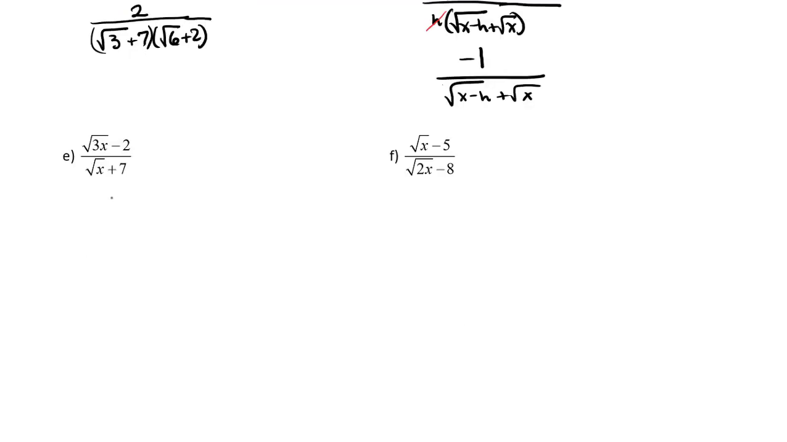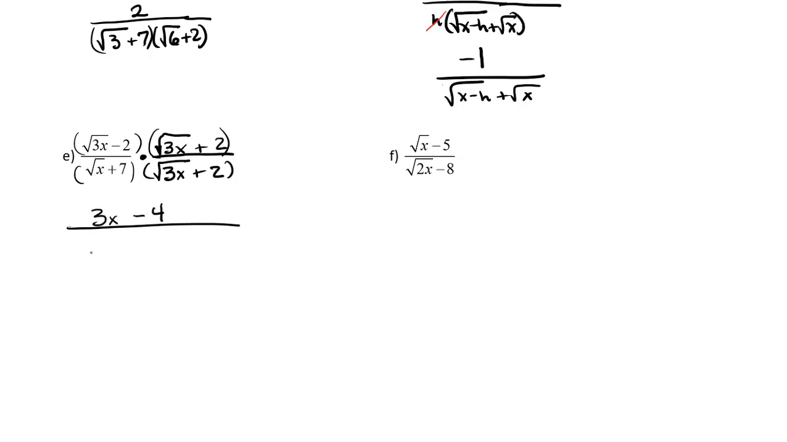Now let's look at E. We have the square root of 3x minus 2 over root x plus 7. We're trying to rationalize the numerator, so we'll multiply the numerator by the binomial root 3x plus 2. And the same thing will be in the denominator, root 3x plus 2. When we FOIL, we'll get 3x minus 4, and the denominator is not going to simplify. So we'll just rewrite it as two binomials, root x plus 7 and root 3x plus 2.